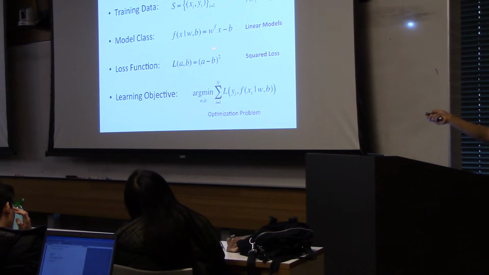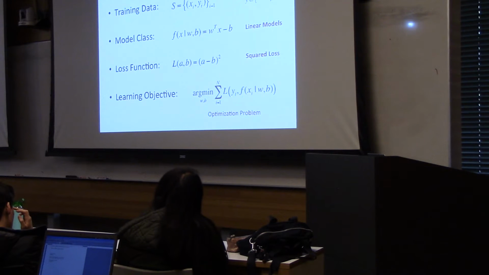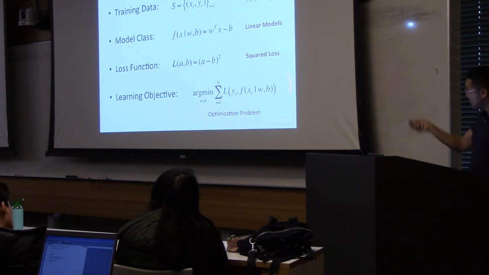You define a model class, which in this case is a linear model class. You define a loss function, in this case squared loss, and then you minimize. This is your resulting optimization problem from setting up your machine learning problem. And this is the basic recipe that people use basically everywhere for solving machine learning problems all over the place.